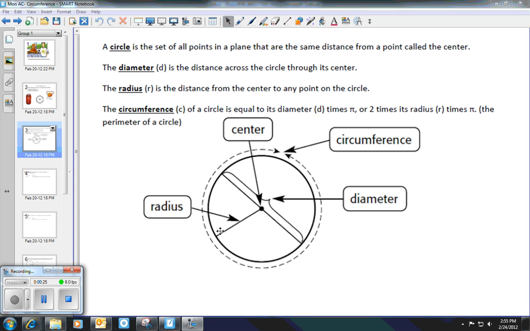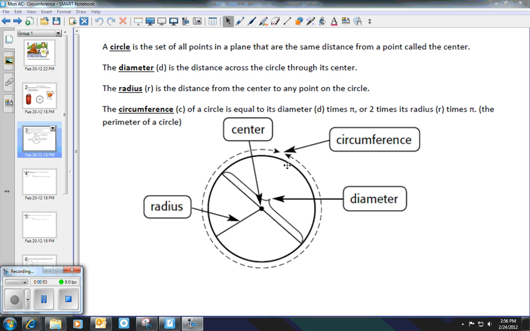Around the outside, all of these points are the same distance from the center. The diameter goes all the way across the circle from one side to the other, and then the radius is the distance from the center to the edge. So diameter goes all the way across, radius is from the center to the edge. And then circumference goes all the way around. If we cut this line right here and laid it out flat as a straight line, we would be able to measure it and tell what the circumference of that circle was.